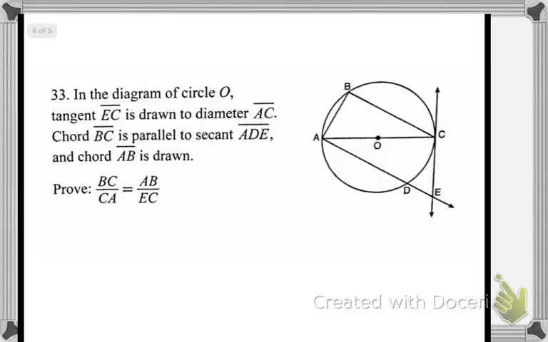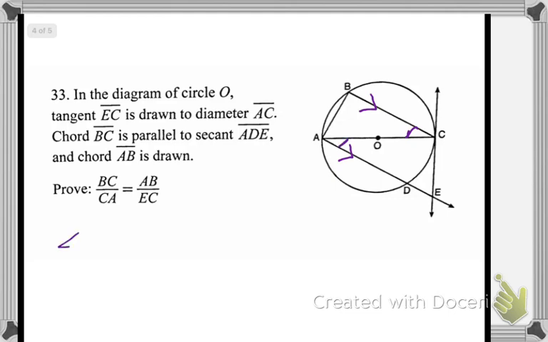Okay, so here's number 33, and I'm just going to say up front, this one was pretty difficult. Okay, so I'm going to do one thing at a time. So they're telling you that chord BC, that's this chord here, is parallel to secant ADE, that's this one. So right away, you should notice then that you're going to have alternate angles here and here.